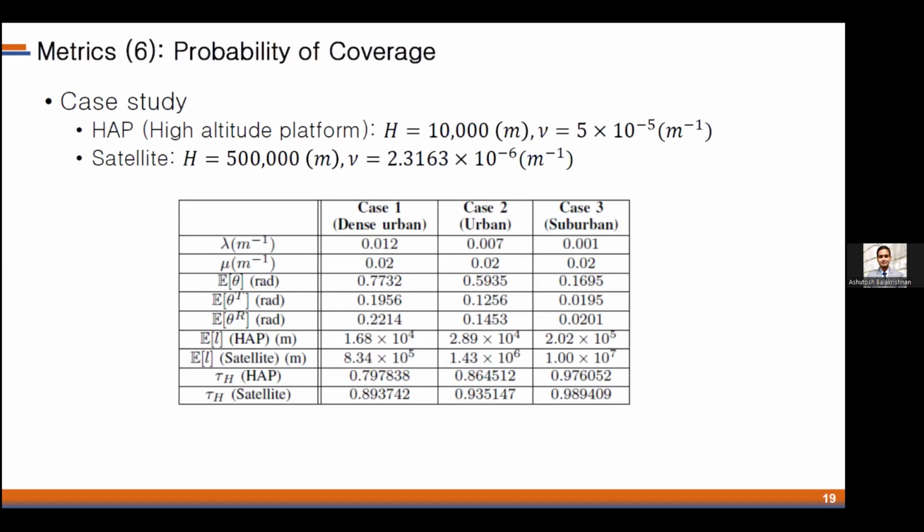We also provided some numerical results by setting lambda and mu and some other network parameters. We follow the cases as described in the 3GPP, and under some lambda and mu, we can see the gain of using the RIS in terms of the blockage angle or visibility. We considered two scenarios. The first one is HAPS, and the second one is satellite, by setting the capital H and nu in this way. So this is the case study.